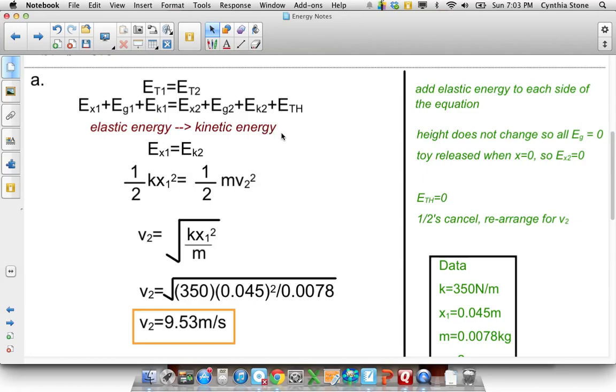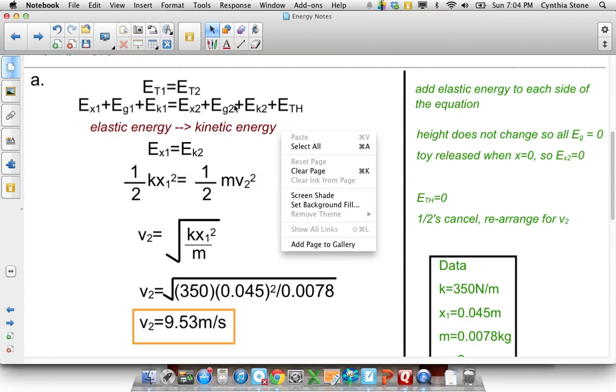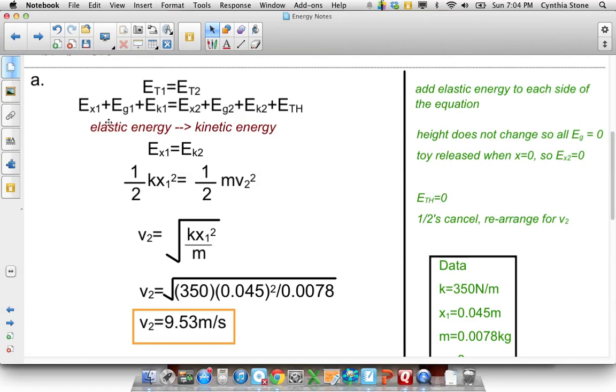Before you continue, you might want to step back and say, okay, what's the energy transformation here? Well, we're saying there's no thermal, so there's no energy heat loss, and the thing's horizontal, so the gravitational is all 0. Really, we're just taking some elastic energy, releasing it, and it's turning into speed, into kinetic energy. So height does not change, so all the EGs are 0.